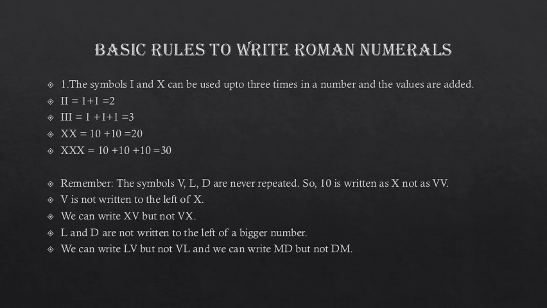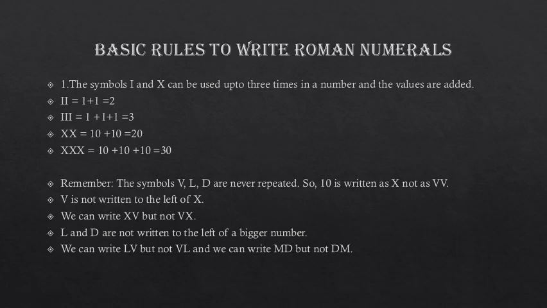Again, children, the rule is for X also. X can be used up to 3 times. In our previous slide, we have seen X equals 10. Now, if you want to write 20, we can use X twice, XX, that is 10 plus 10 equals 20. For 30 also, we can use X thrice because the rule says we can use X 3 times. So XXX, 10 plus 10 plus 10 equals 30. Easy, children?